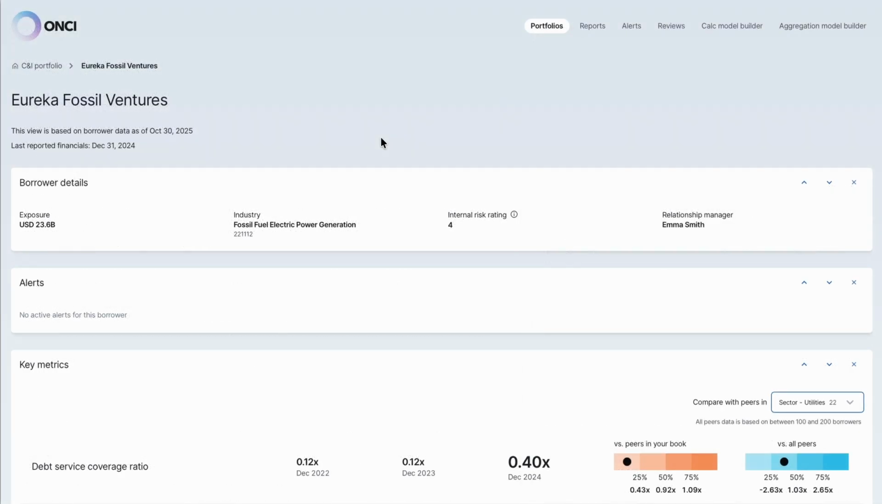This page gives credit teams everything they need to assess borrower risk clearly: actuals, forecasts, benchmarks, and business context, all in one place. In the next episode, we'll look at how alerts are configured and how scenario-based early warnings can help you intervene sooner.